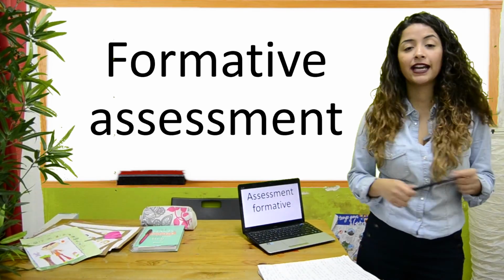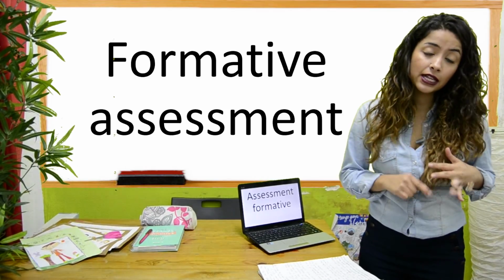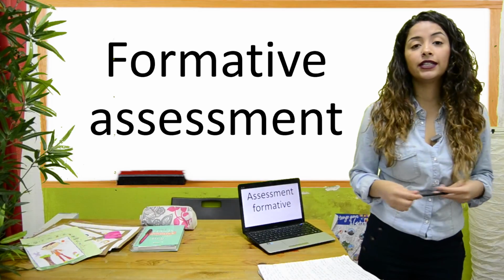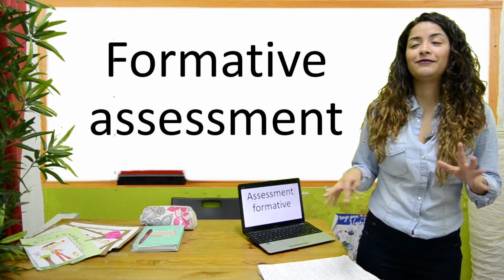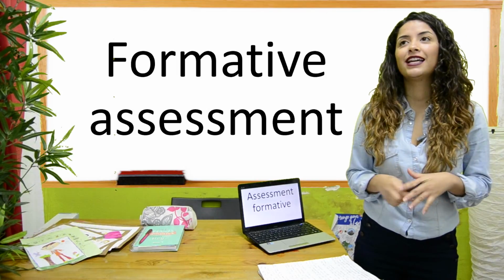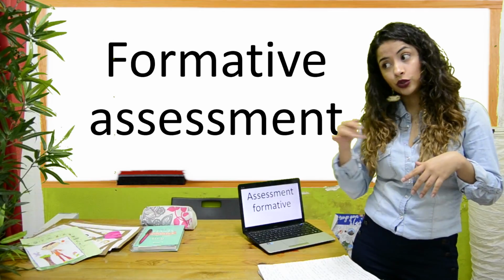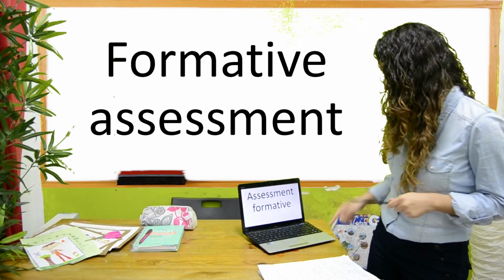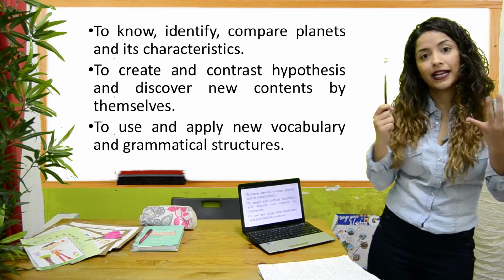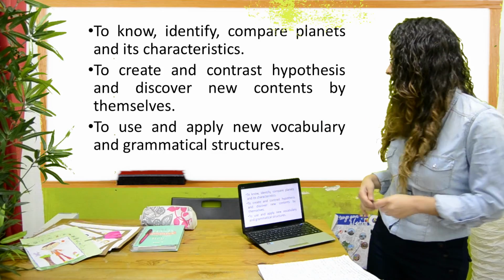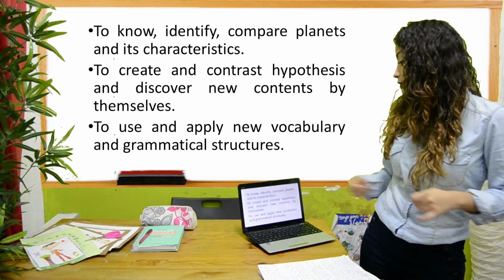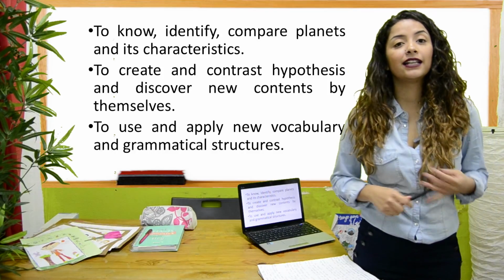The assessment is divided into evaluation form, specific criteria, and instruments. The assessment we will carry out is a formative assessment to check the progress of students and identify their strengths and weaknesses through monitoring during activities. The main specific criteria in this assessment are, for example, to know, identify, and compare planets and their characteristics, to create and contrast hypotheses, and discover new contents by themselves. And finally, to use and apply new vocabulary and grammatical structures.